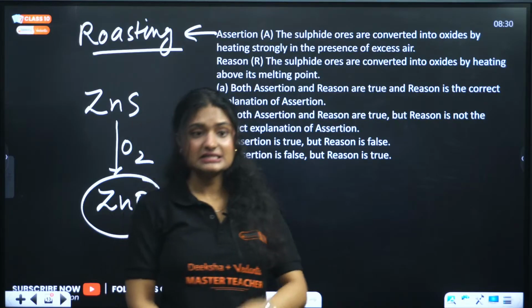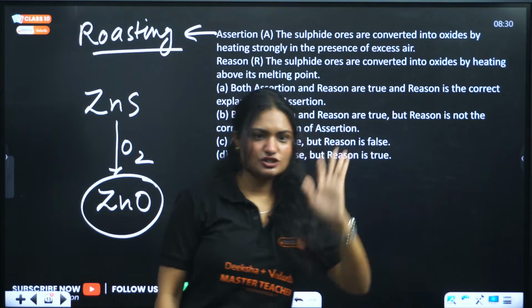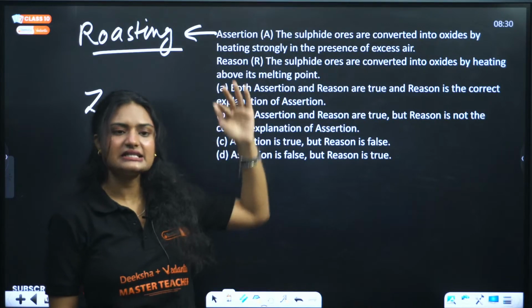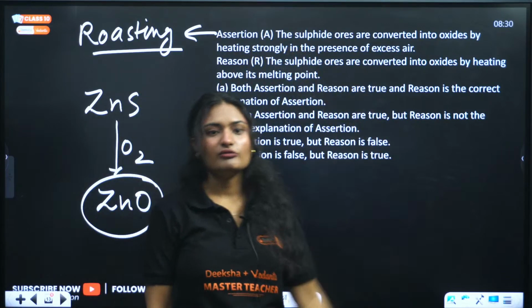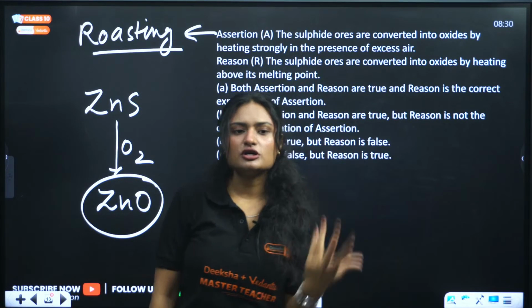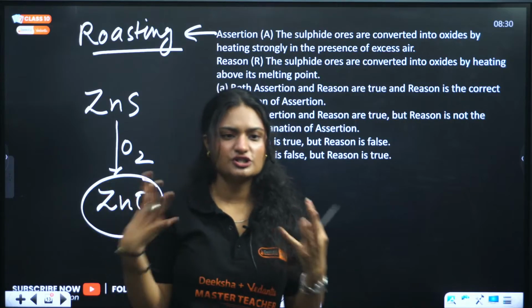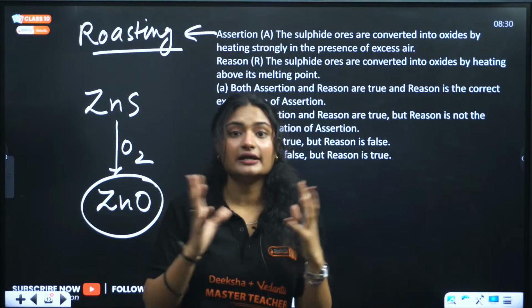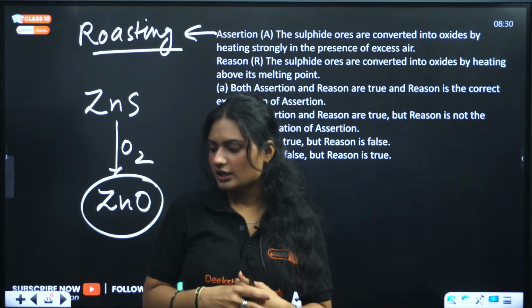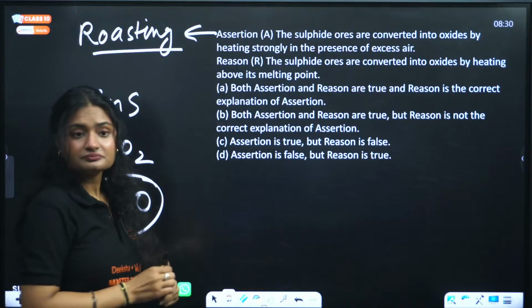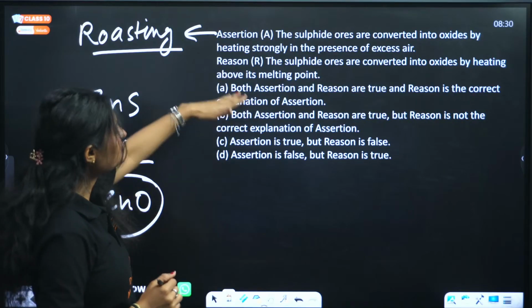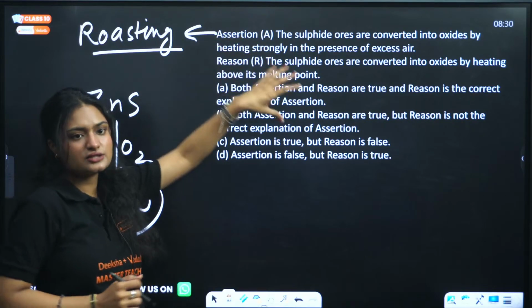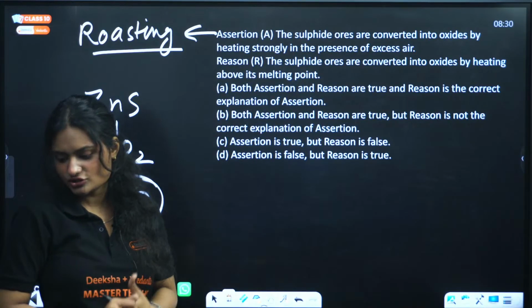So that means reason is the correct explanation of assertion. Both are true and reason explains the assertion correctly. Why do we heat it? Because whenever more oxygen is there, the temperature rises to a very high amount. Because of that reason, we heat sulfide ore in excess of oxygen to get that extra temperature.